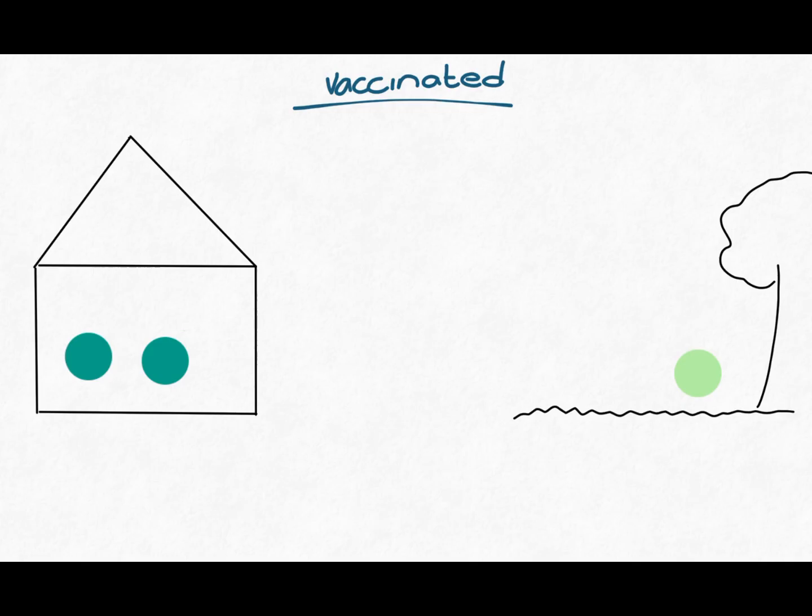So when most people are immune, there are fewer people the disease can infect. This means even those who cannot be vaccinated, like newborns, elderly, or people with weakened immune systems, are protected because the disease can't spread easily. Kind of like a fire break in a forest. If enough trees don't burn, the fire, or in this case the disease, can't spread.